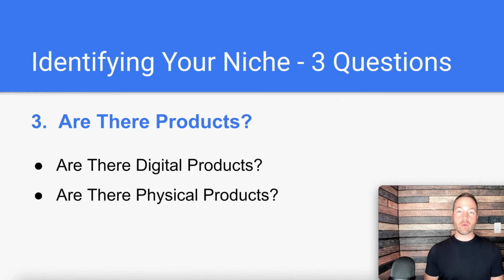Are there actual products that you can sell? So yeah, maybe there's a whole bunch of focus, and there's groups and communities, and there's magazines and books all dedicated to dieting, keto, health and fitness. But are there actual products that you can sell online, right? So are there digital products and are there physical products? You don't have to do both. You can pick one.